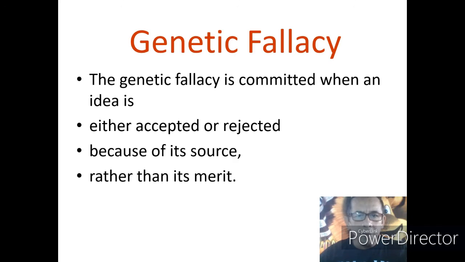A genetic fallacy is committed when an idea is either accepted or rejected because of its source rather than its merit. For example, the label Dilawan. So pag sinabing Dilawan, we are referring to the opposition.